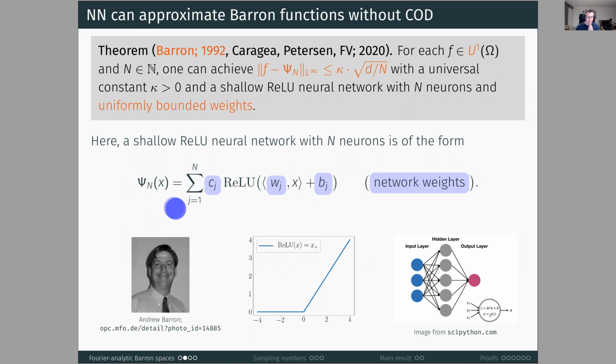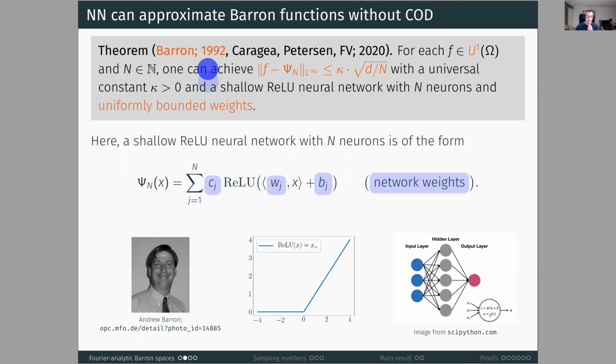So let's first go into what a shallow neural network is. You have some activation function, which in this slide I will mostly pick to be the ReLU function, which just computes the positive part of x. A single neuron is a function of the form: you first compute the inner product of x with some weight w, add a bias b, and then compose this with the ReLU function. A shallow neural network with capital N neurons is just a linear combination of capital N of these single neurons.